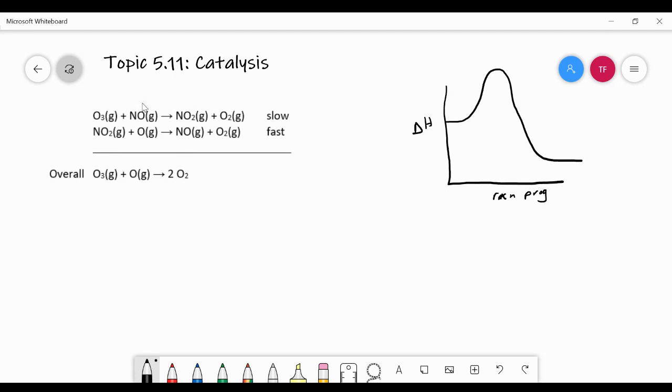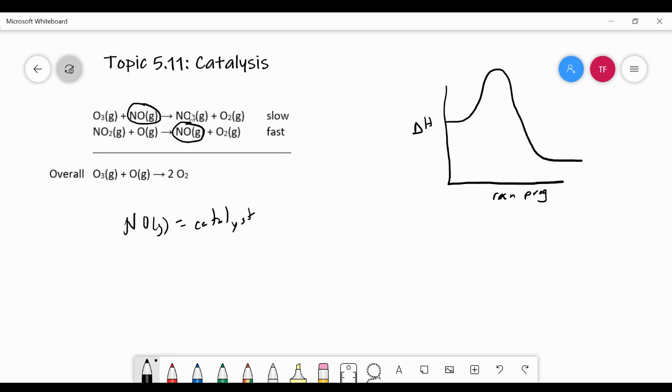I do. If you look right here, NO is a reactant. But then NO is also a product in the final step of the reaction. And notice that it is not in the overall reaction, because if we add these up, the NOs cancel out because they're a reactant and a product. But if you have a substance that is both consumed and produced overall in the reaction, that's a catalyst. So NO in this particular example is our catalyst, because it is both reacted and produced.